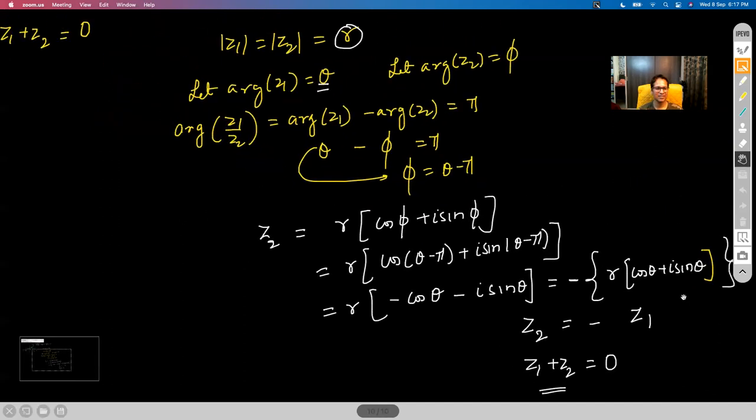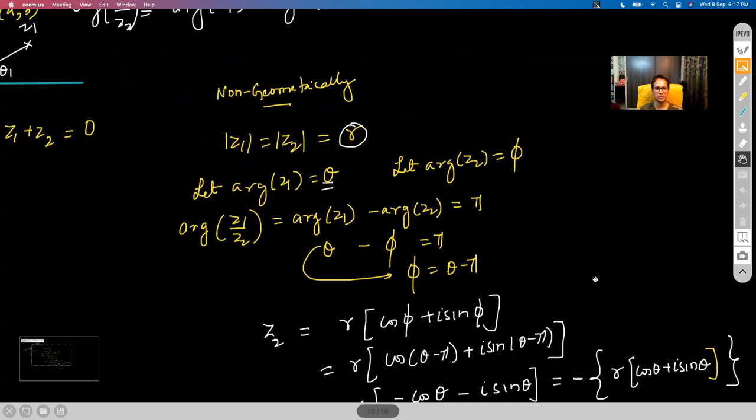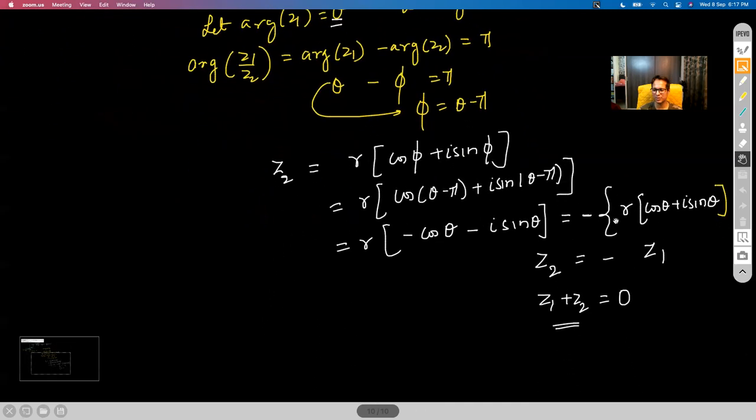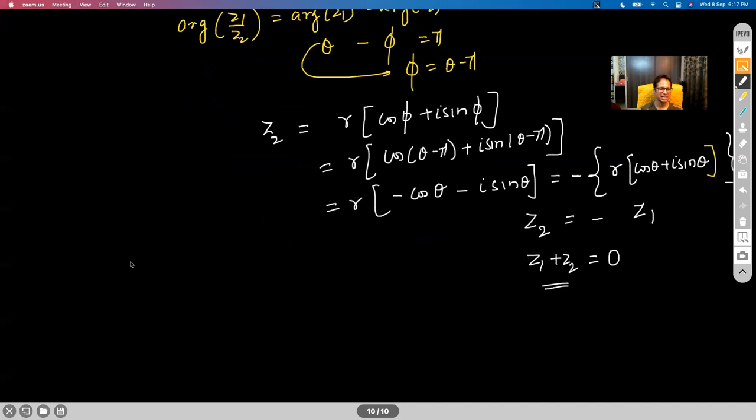Anyway, I've given you both the options, geometrically and non-geometrically, whichever you feel suits you. It depends on the situation also. Many a times, geometrically may not be a very nice or efficient way to solve it. So you should keep both options open. Whichever is less time taking, take that approach.